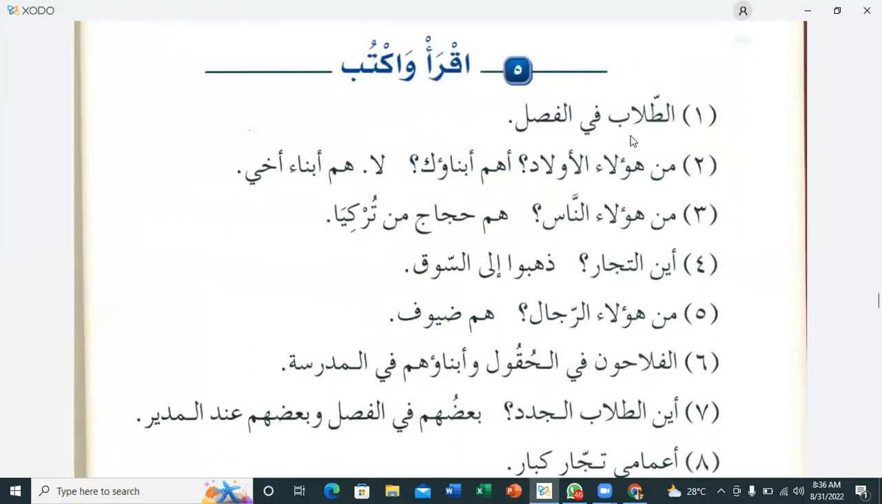Iqra waqtu: at-tullabu fil fasl. That means? At-tullabu, the students, fil fasl, in the classroom. Second is, man ha'ula'i al-awladu. Man, who; ha'ula'i, these; awladu, boys. Who are these boys? Ahum abna'uka? Are they your sons? La, hum abna'u akhi. No, they are the sons of my brother.